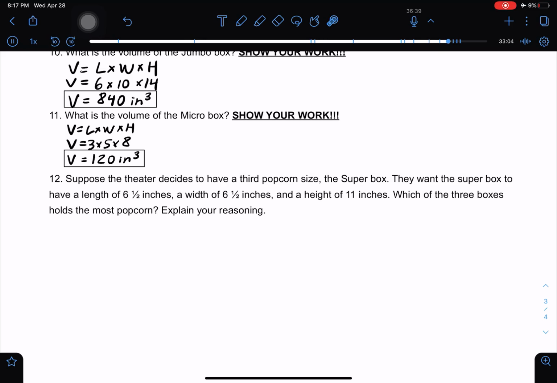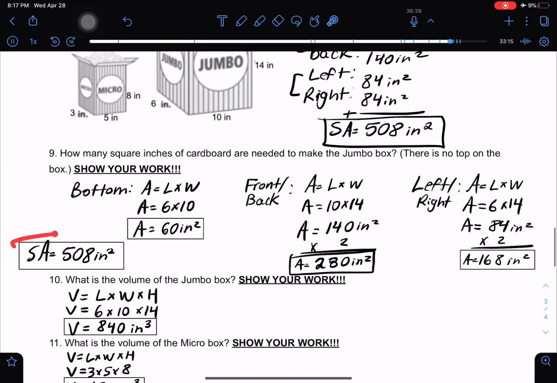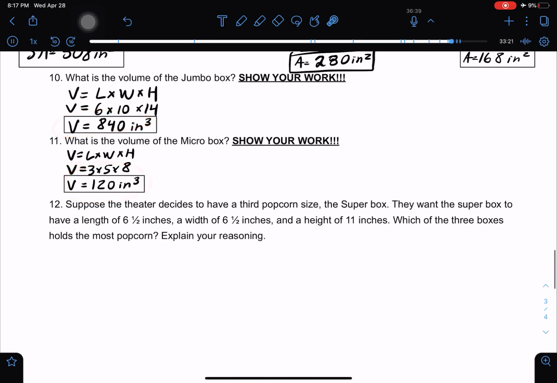So, knowing that we've already solved for the volume of the smaller box, which is the micro box, and we've solved for the volume of the jumbo box, we already know how much those contain. Our question here is, will a box that has these dimensions, 6.5 by 6.5 by 11, give us a larger volume than 840 or 120? We're going to go ahead and get started and see.